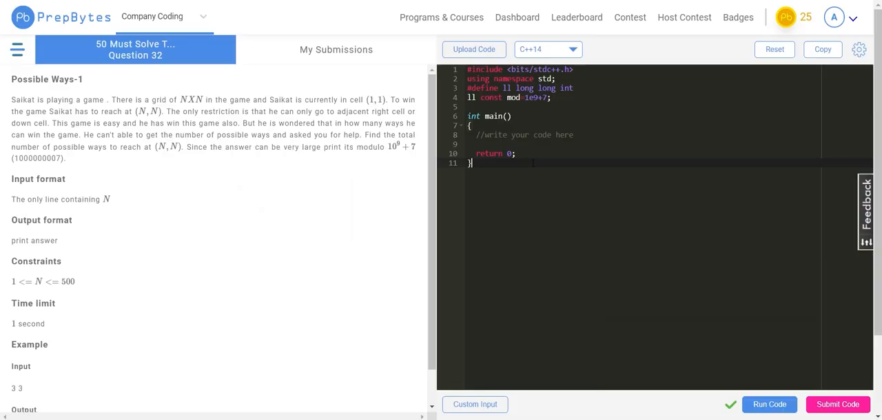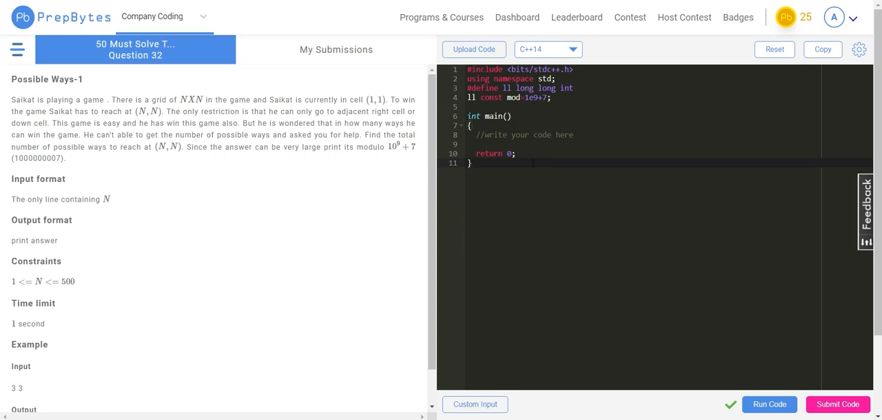Today we'll be solving one more question called Possible Base version 1. Okay, so here's the question. Scikit is playing a game. There is a grid of n into n in the game and Scikit is currently at cell 1 of 1. To win the game, Scikit has to reach position n of n. The only restriction is that he can only go to the adjacent right cell or the down cell.